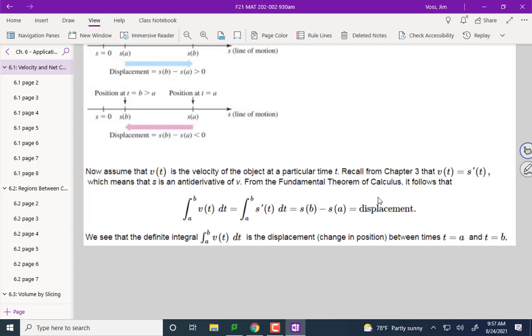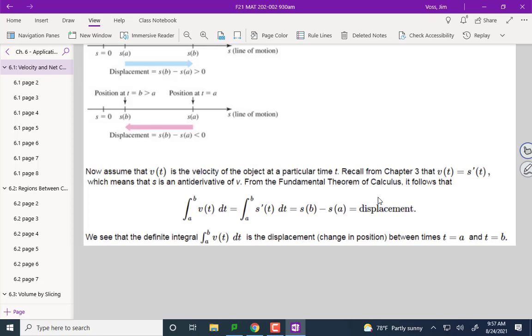Okay. And we have a nice mathematical way to represent displacement with an integral. We know that if we integrate the velocity, we can replace that v with s prime. The position's derivative is the velocity, right? And we know that the integral and the derivative undo each other. So we will end up with the antiderivative for s prime is s. S at the upper limit is S of B. S at the lower limit is S of A. Voila, that is displacement, S of B minus S of A.